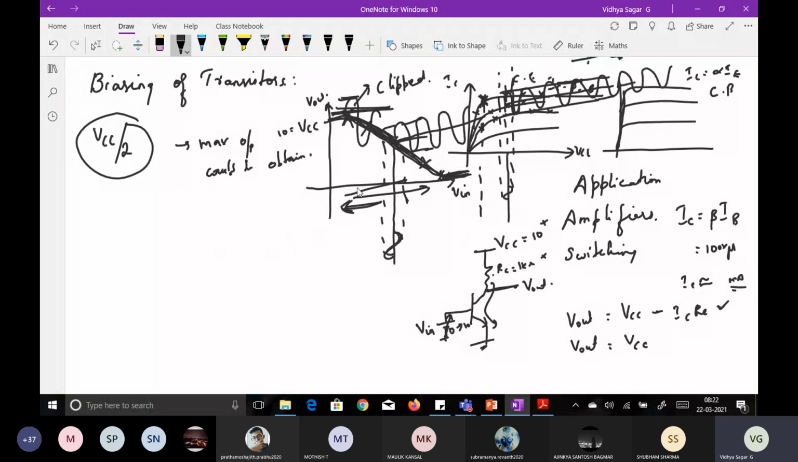So the best option for you is to apply in this region, not exactly VCC by 2, so somewhere over here, not exactly at the corners. That is what I'm trying to define. You could apply it in between, greater or lesser than your VCC by 2. Exactly. So we have to choose your operating point. The operating point is where we are going to apply the input.